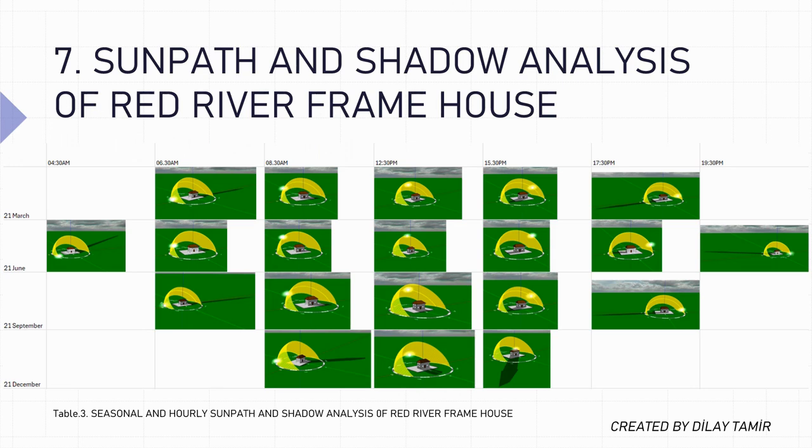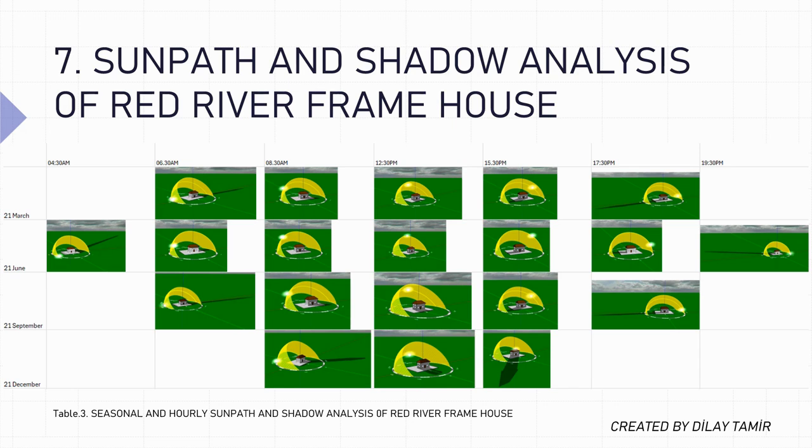Now, we will talk about the sun path and shadow analysis of the Red River Frame House. This table shows us the seasonal and hourly sun path and shadow analysis of the Red River Frame House. On the 21st of March, sunrise is at 6:30 a.m. and sunset is at 5:30 p.m. On the 21st of June, sunrise is at 4:30 a.m. and sunset is at 7:30 p.m.